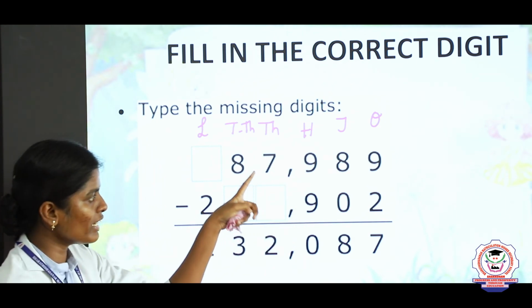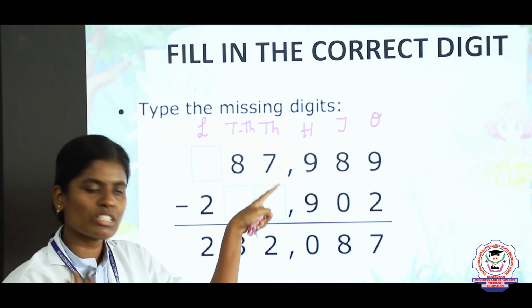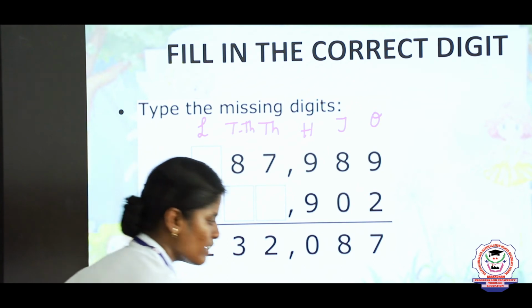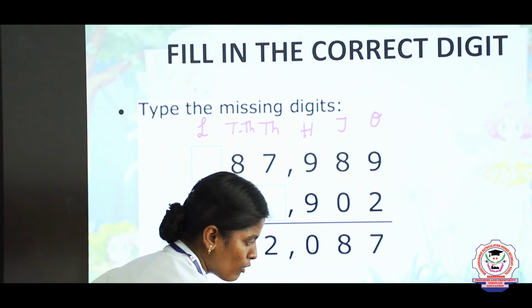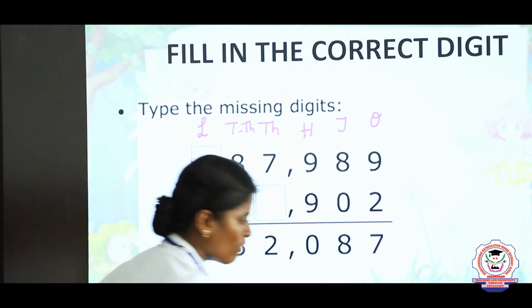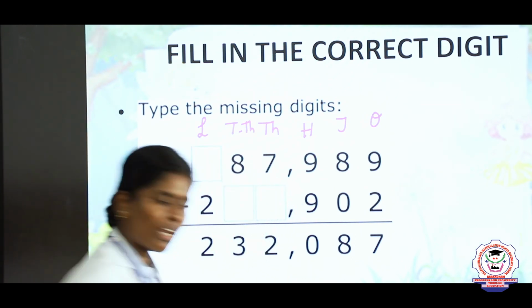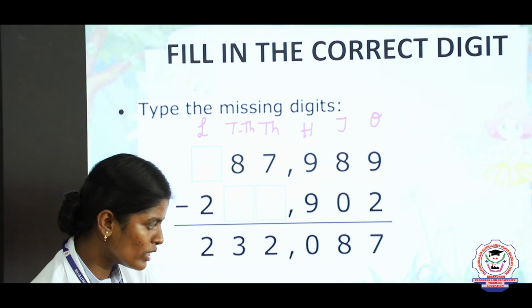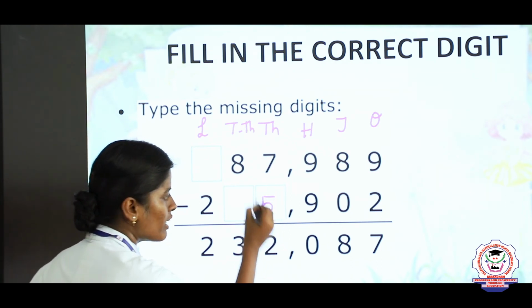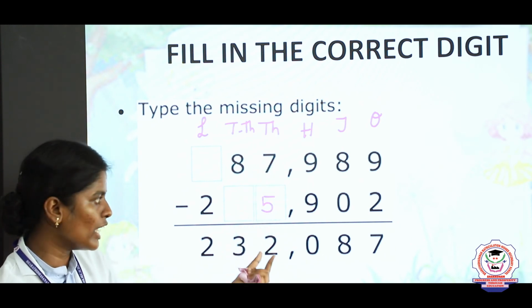Now we are going to find the missing number in the 7. So what number should we subtract from 7 to get the answer 2? So take 7 lines, 1, 2, 3, 4, 5, 6, 7. Now we are going to subtract 2 lines. 1, 2. So remaining how many lines are there? 1, 2, 3, 4, 5. So the answer is 5. What is the answer? 5. 7 minus 5 equals 2.